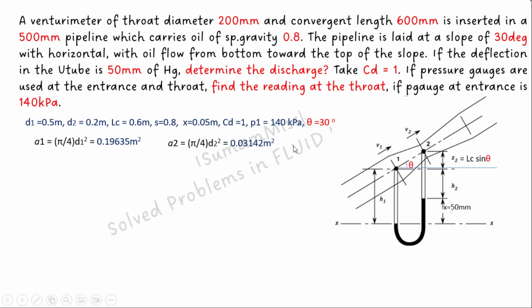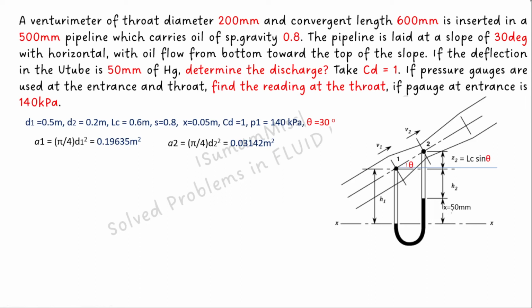The U-tube manometer, which is connected at points 1 and 2 to determine the differential pressure head, shows a deflection of 50 mm. CD is also given to us. The first part of this problem is determination of the discharge. We have copied down all these data and converted them into relevant units. The diameter at the throat is given, so we can calculate the area A2. Similarly, the diameter of the pipe is available, so we can calculate A1 also.